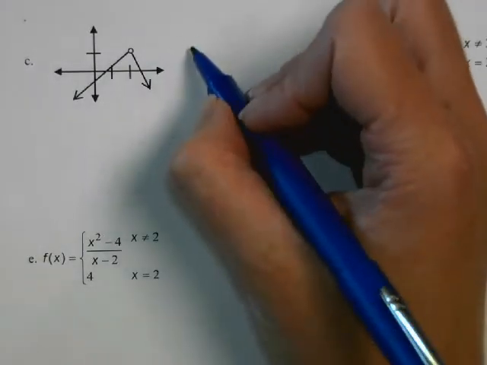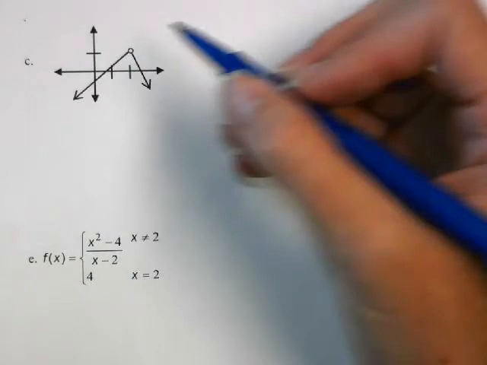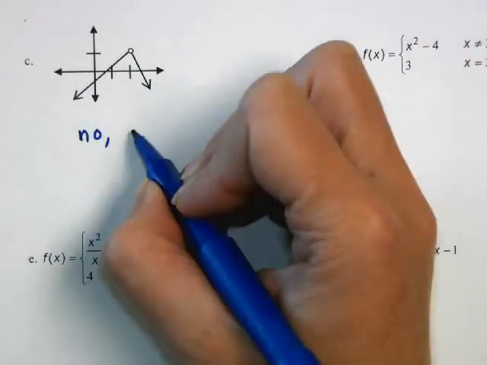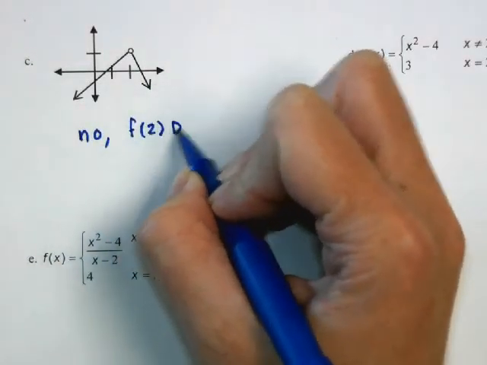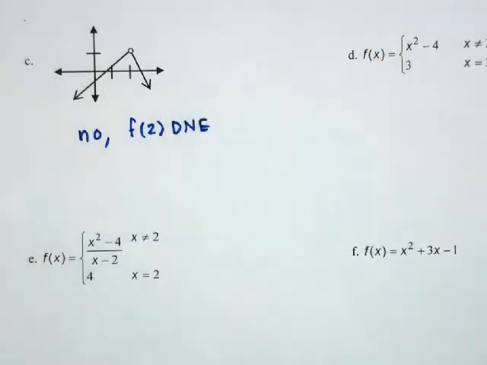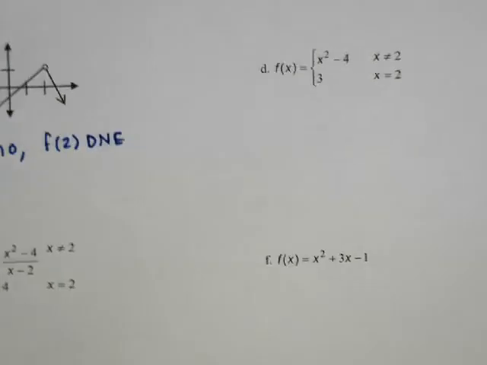Another graph. So f(2) does not exist. So it fails right from the bat. f(2) does not exist, so this is discontinuous.